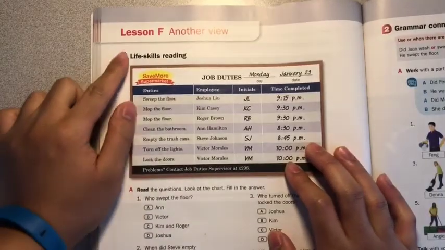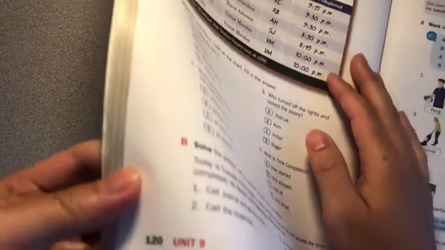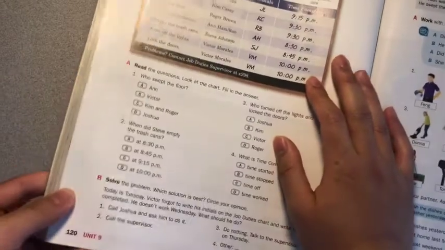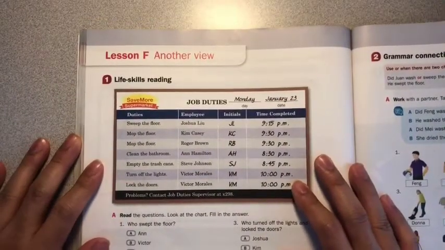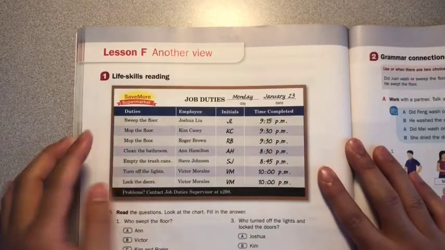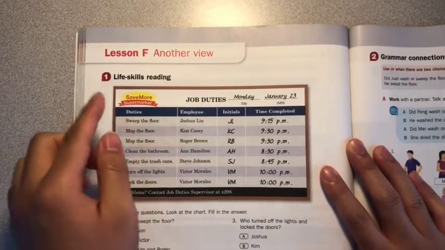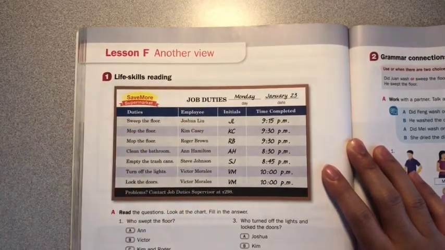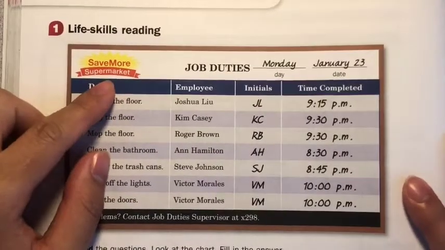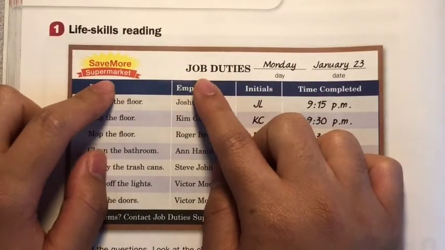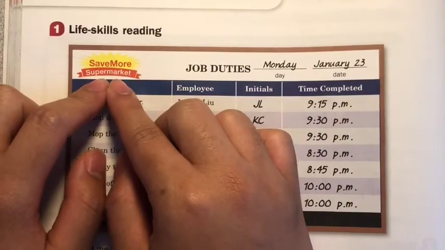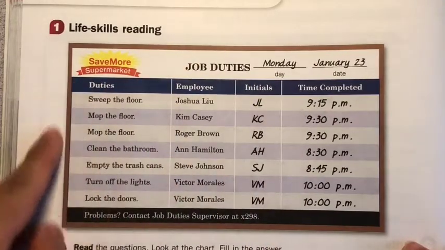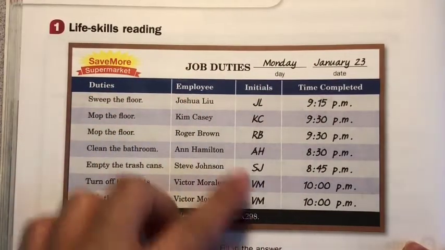Okay, I am on Lesson F. Lesson F is on page 120. So on Lesson F, we have a chart. It says Save More Supermarket job duties. So we know that this chart is for the things you need to do at work. And the place you work at is Save More Supermarket. So we know that this is for the people who work at Save More Supermarket.